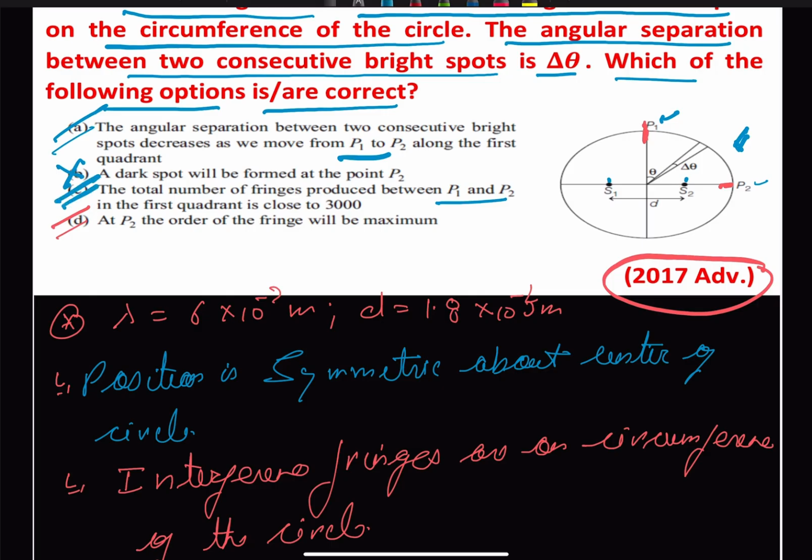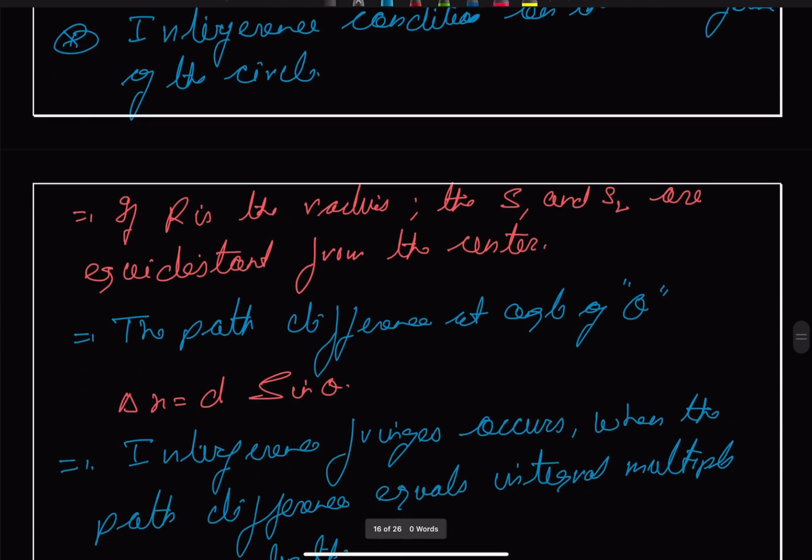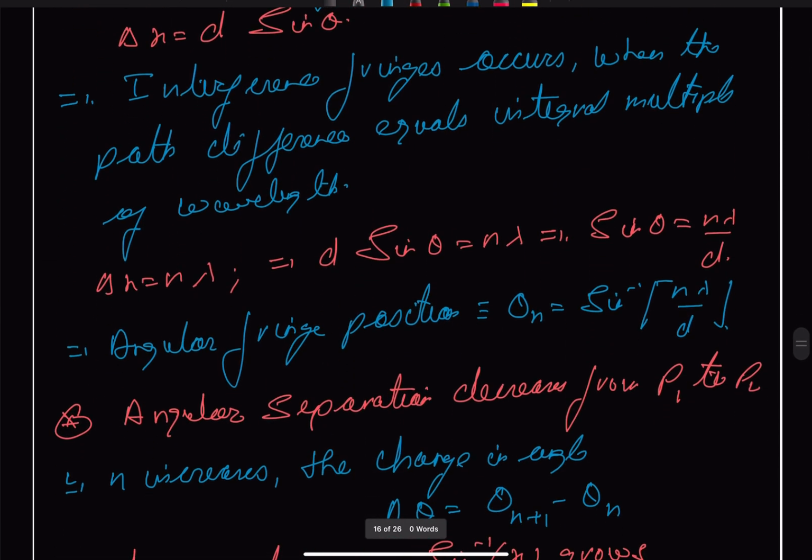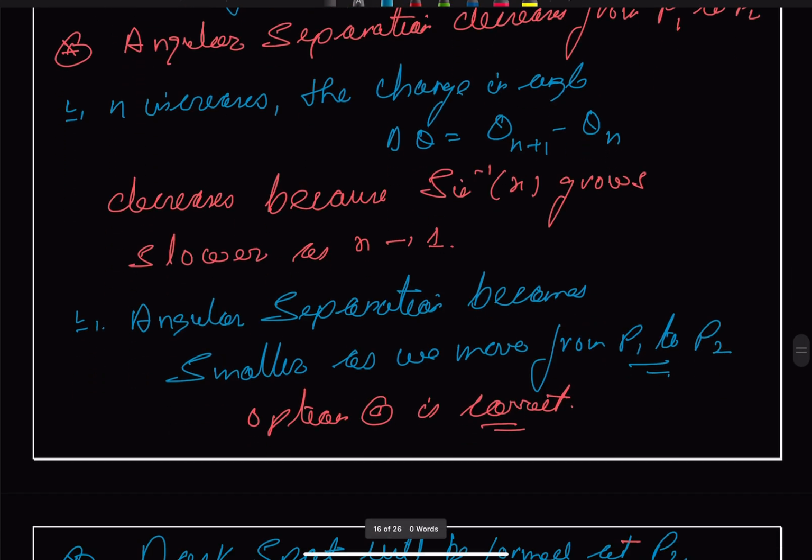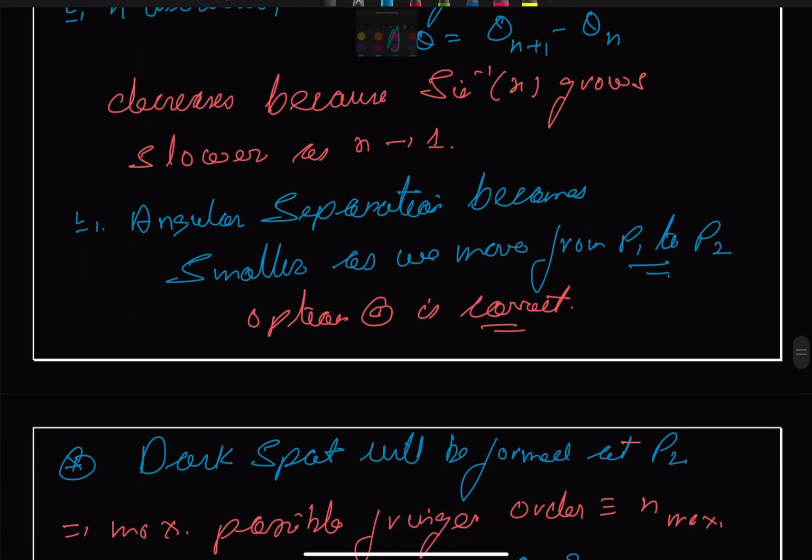And the order of P2 is fringe maximum. D is already correct, C is correct, and this will be also an incorrect one. Yeah, so here I made a mistake, so let me correct here also.